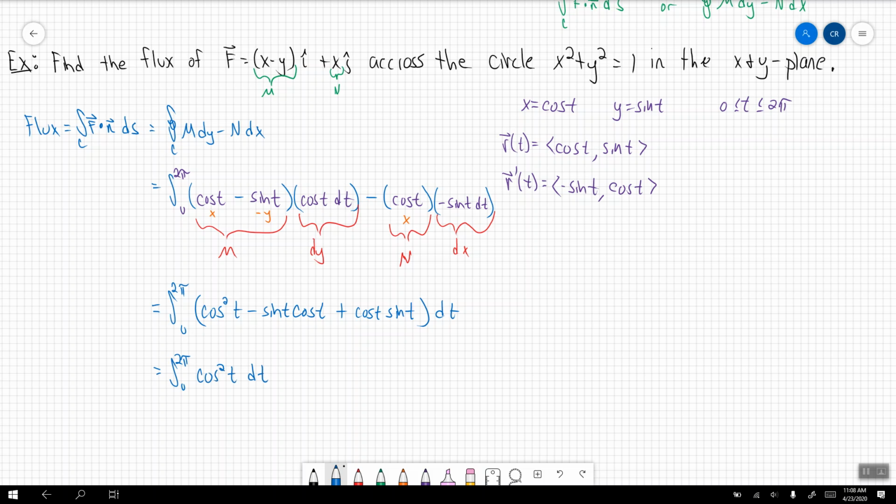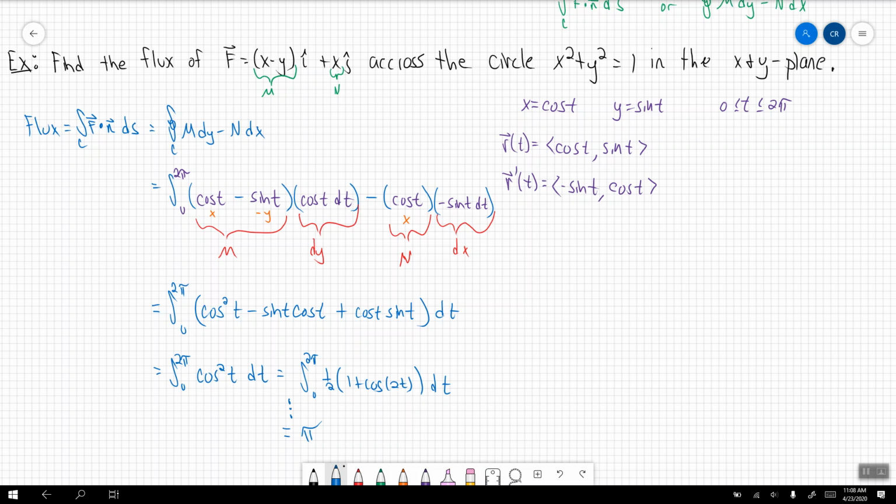Now again, we want to use a power reduction. So when we use a power reduction to solve a cosine squared, we just look at 1/2 plus cosine of 2t, and then we're able to integrate this specific piece. As you keep going, you're going to find out that the answer is just pi. Awesome. So this is the whole idea for flux as we're moving through a specific curve.